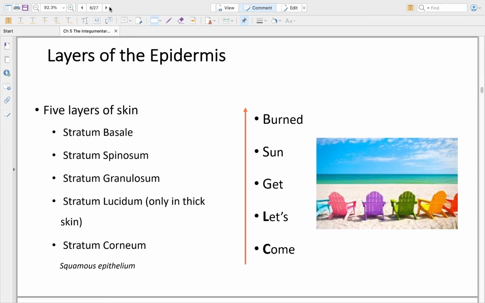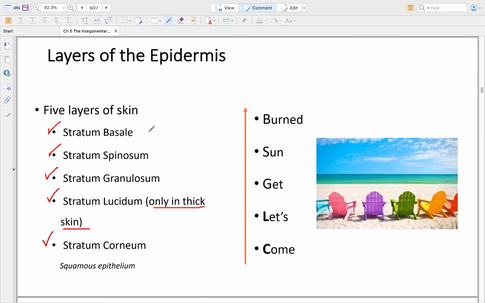Now, the epidermis has 5 layers, and this is actually the deepest layer. I'm going to go from the deepest to the most superficial. All right, first one is called stratum basal. Next, stratum spinosa, stratum granulosum, stratum lucidum, only found in thick skin, like your hands and feet. Stratum corneum.